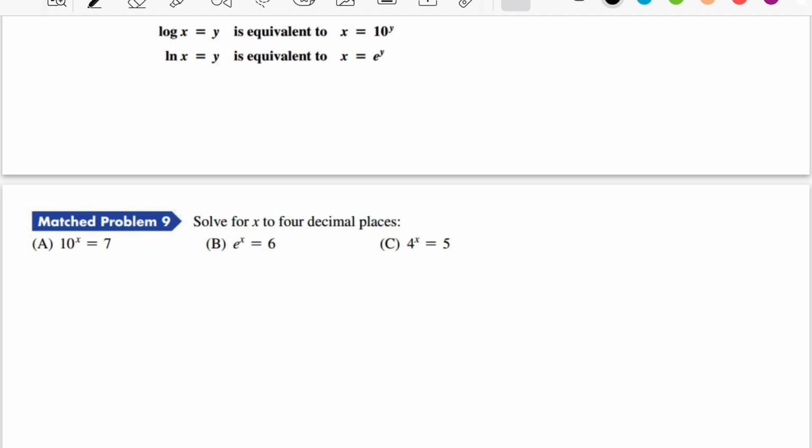So again, our log and exponential functions are inverses. So looking at example A, we can just take log base 10 on both sides. So we end up with this canceling. We get x is equal to log base 10 of 7. And so when we're omitting it like that, we're automatically assuming that this is base 10 here. And then using a calculator, we get that x is equal to 0.8451.